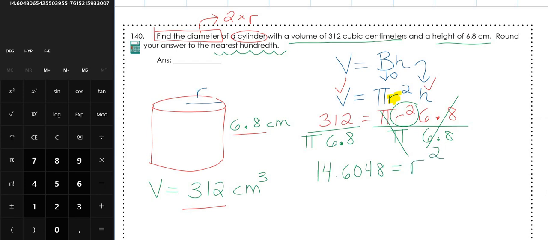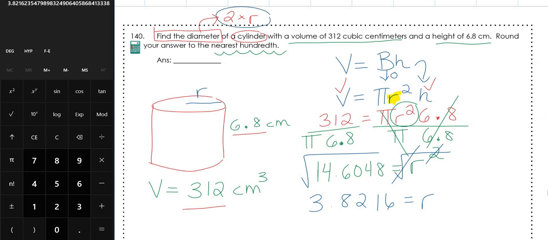And now we need to get r by itself. So to get r by itself, we have to get rid of the squared. So we're going to square root both sides. Square root the left, square root the right. The 2 and the square root cancel, so we're just left with r. And in the calculator, let's go ahead and do that. So square root, 3.82, so it's about, let's go 4 decimal places, 3.8216 is equal to r. Great. That's not my final answer though. Remember what we said. We want the diameter. So now we have the radius, we're going to double it.